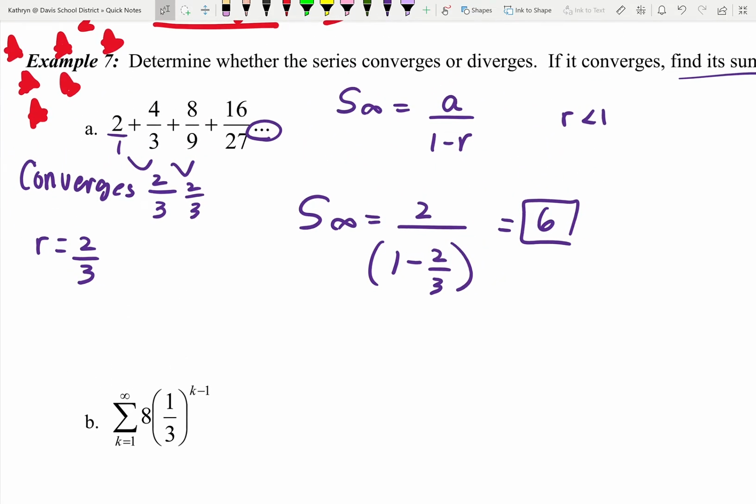So for A, if you added up all of those numbers, it would equal 6. Yes. You believe me? She doesn't believe me. It's true. Because they keep getting smaller, smaller, smaller, smaller. It's almost like, this is what it's like, Hope. Hope is a very smart girl. Look what happens.